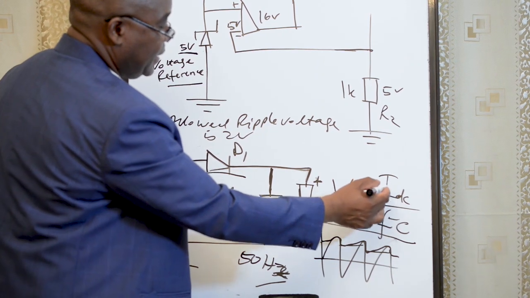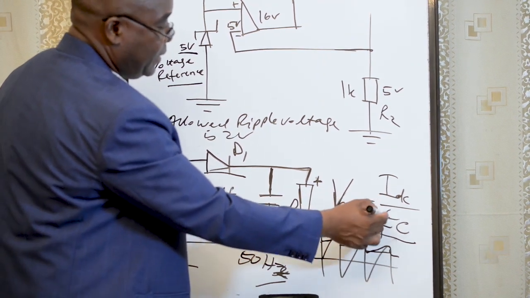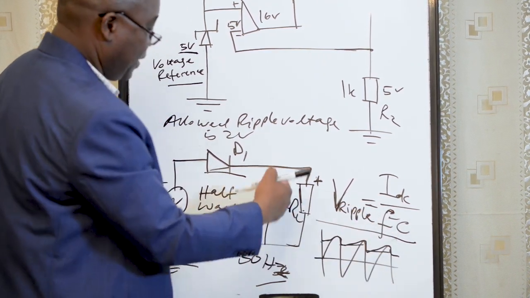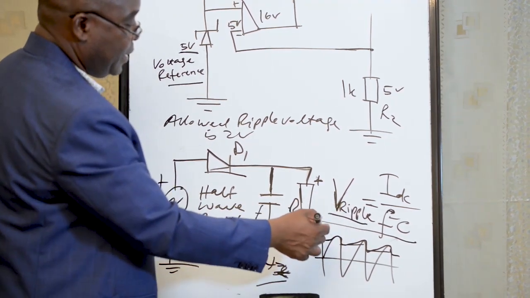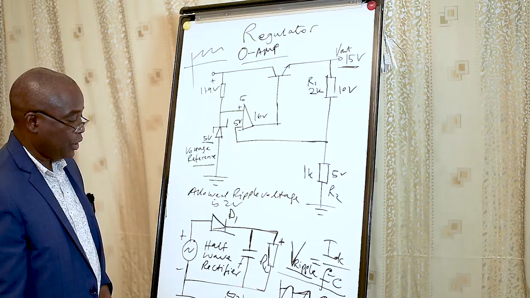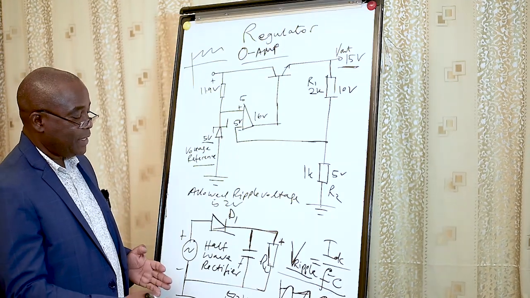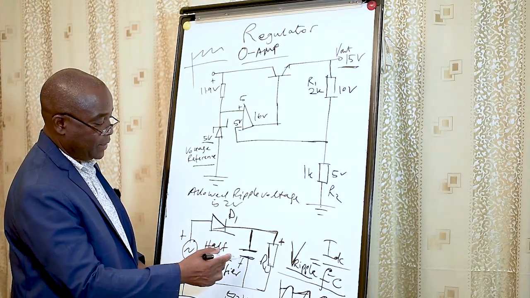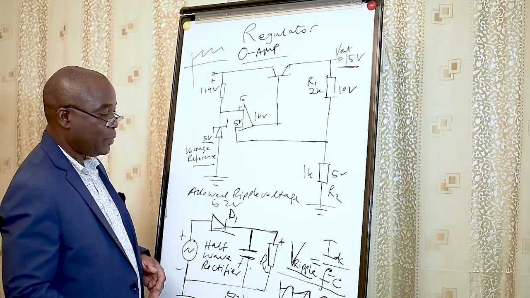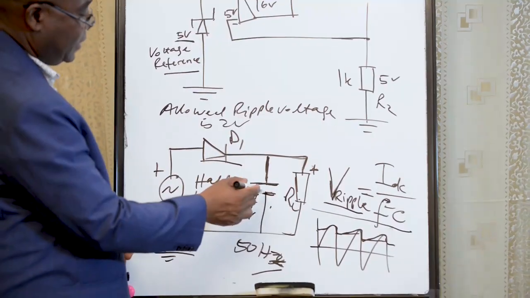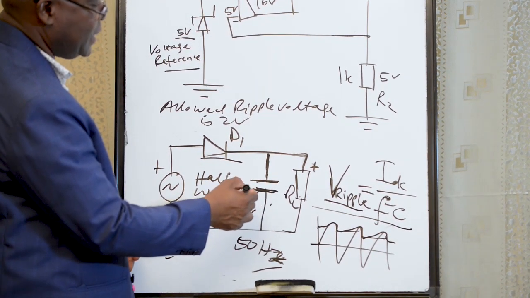This is the DC current over the frequency times the capacitor, which is 50 Hz, and this is the voltage ripple, our ripple voltage. So the ripple voltage will much depend on the size of the capacitor. The size of the ripple voltage is proportional to, and depends much on, the size of the capacitor.